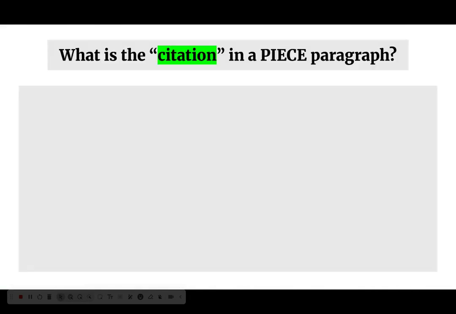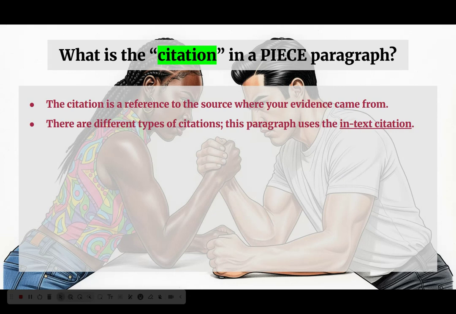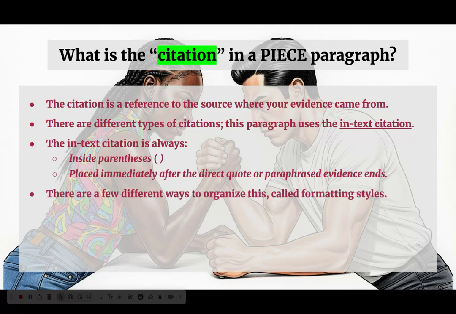Now we have our C for citation, and our citation in a PEEC paragraph is the reference to the source where your evidence came from. There are different types of citations. The one that we'll talk about today is the in-text citation, or the one that goes in the text. It's always going to be inside parentheses, and it is pretty much always placed immediately after the direct quote or the paraphrased evidence. So you want it immediately after whatever evidence you used.